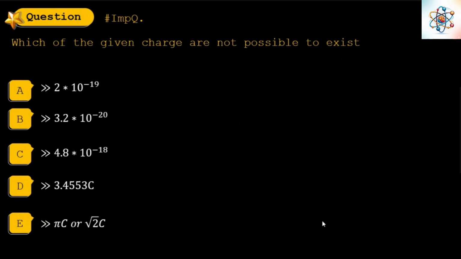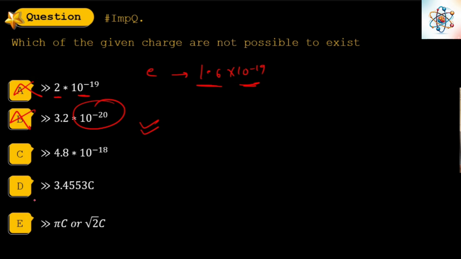The smallest quantity of charge is basically the electron, and the electron charge itself is of this order. So how can a charge be of less than this order? So this is not possible. Now this one is 2 times 10 to the power minus 19, but the charge of electron is 1.6 only. So this option is also not possible. And then the same with the 4.8.